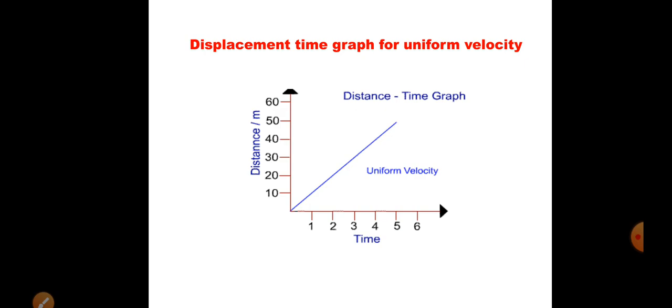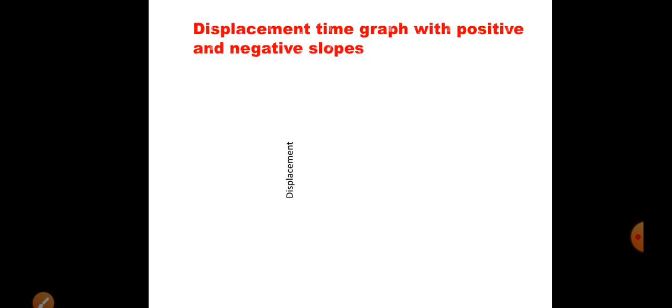So the graph for displacement time of uniform velocity is given by the straight line passing through origin. You can see a straight line, blue color line here, which is passing through origin and always a straight line. Okay, we'll move to the next graph, that is displacement time graph with positive and negative slopes.